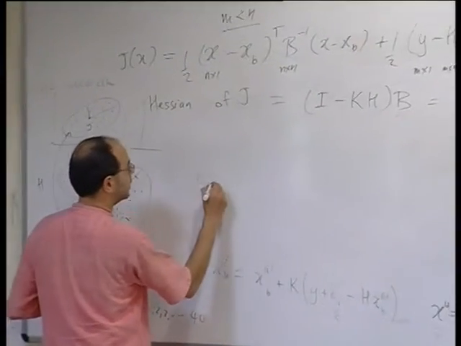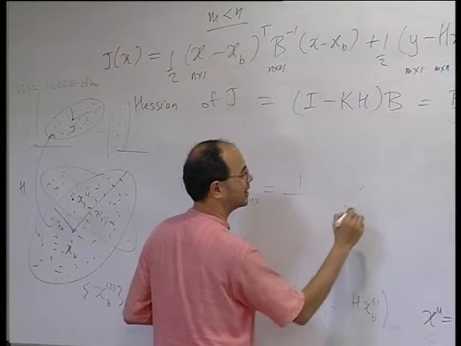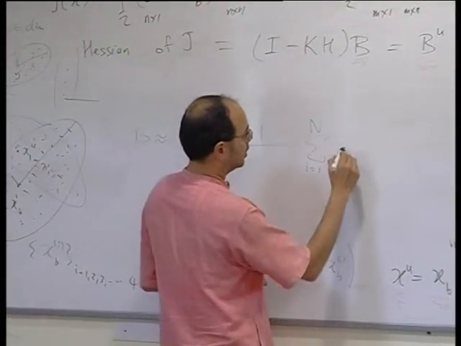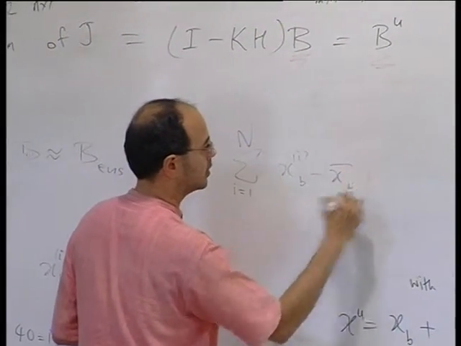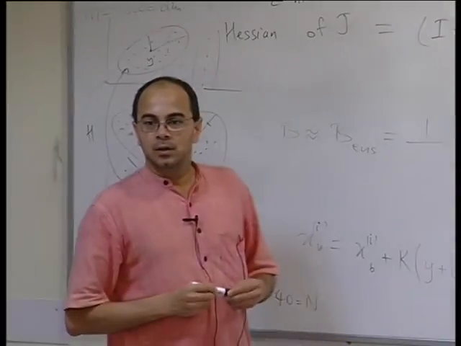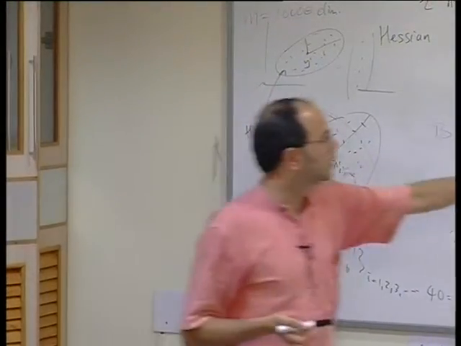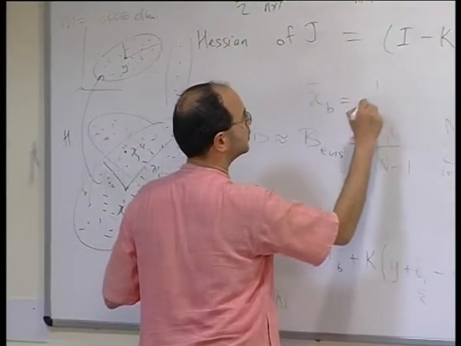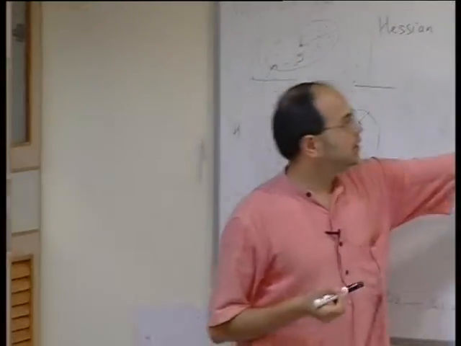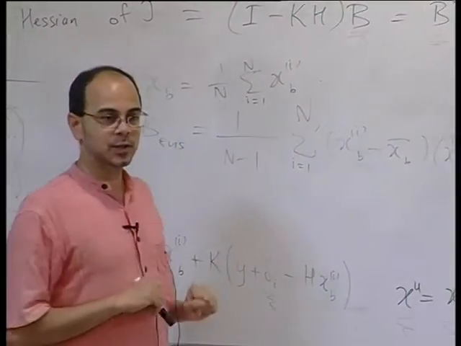So b is then approximated by, let me call it b ensemble, which is simply 1 over the factor which I always forget, so I will write it at the end, sum over i going from 1 to, let me call this number capital N, of x_i^b minus x bar b, times x_i^b minus x bar b, transpose. That's basically the definition of an ensemble covariance for a given ensemble. And what is x bar b? x bar b is simply the ensemble mean. So I take the mean of the ensemble, subtract it from each of the members, take that times its transpose, and then I'm done.